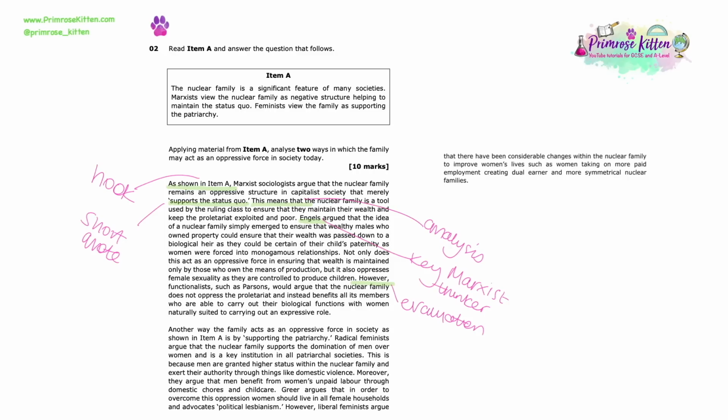This is because men are granted higher status within the nuclear family and exert their authority through things like domestic violence. Moreover, they argue that men benefit from women's unpaid labour through domestic chores and childcare. Greer argues that in order to overcome this oppression, women should live in all-female households and advocates for political lesbianism. However, liberal feminists argue that there have been considerable changes within the nuclear family to improve women's lives, such as women taking on more paid employment, creating dual earner and more symmetrical nuclear families.